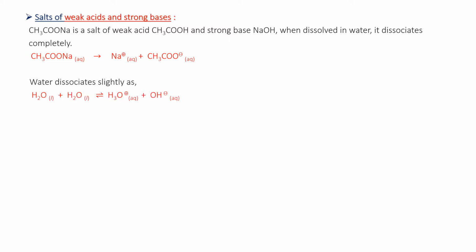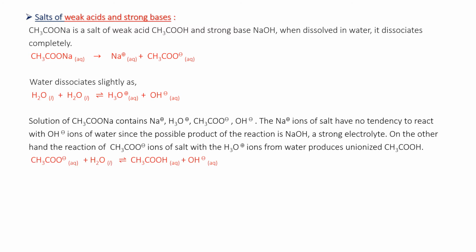Now the water molecule also dissociates into H3O+ and OH- ions. So the solution of sodium acetate contains Na+, H3O+, CH3COO- and OH- ions. In that case, the Na+ ion doesn't have a tendency to react with the OH- ion of water, because the possible product, NaOH, is a strong electrolyte, so it would again dissociate into Na+ and OH- ions.